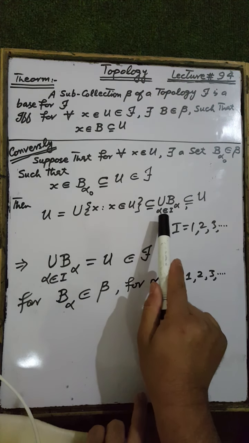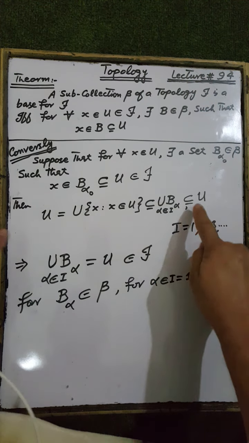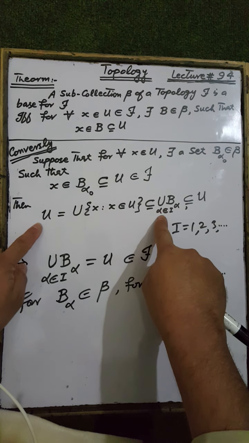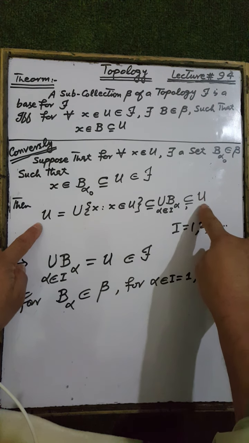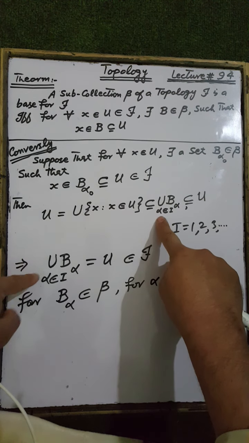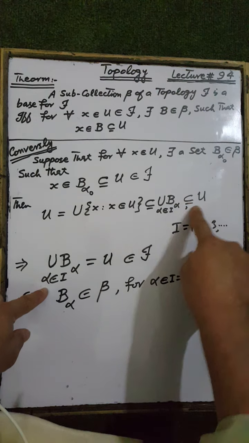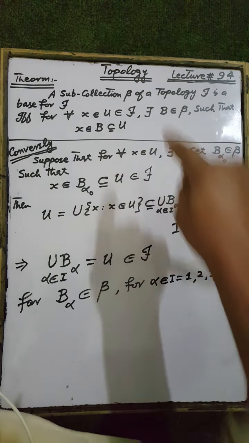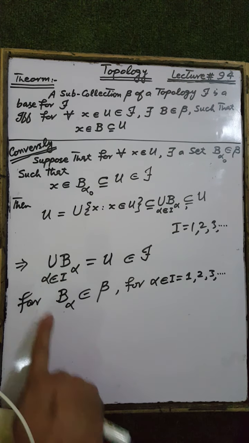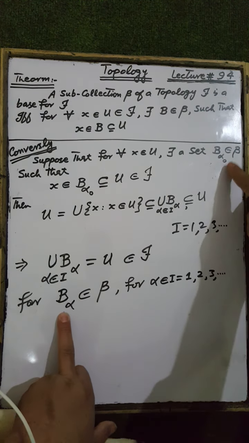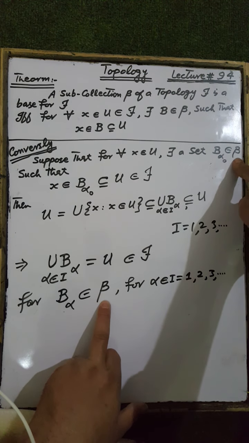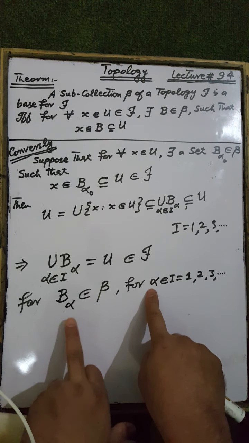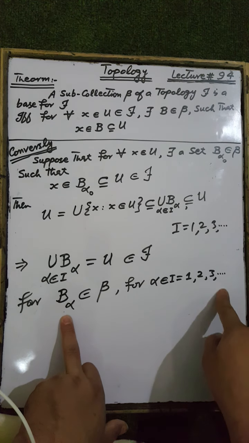That is, the union of B_α, α belonging to I, according to this condition. That is, U is a subset of the union of B_α, α belonging to I, and the union of B_α, α belonging to I, is a subset of U. Therefore, we conclude that the union of B_α, α belonging to I, is equal to the set U, where U is an open set of the topology τ on the ground set X, where the B_α are the elements of β. β is a subcollection of τ, for α belonging to I, equal to 1, 2, 3, and so on.